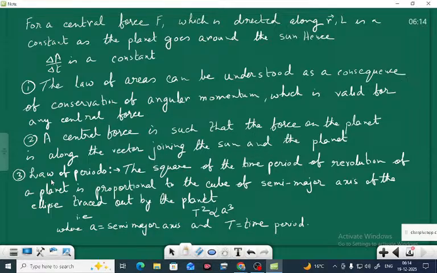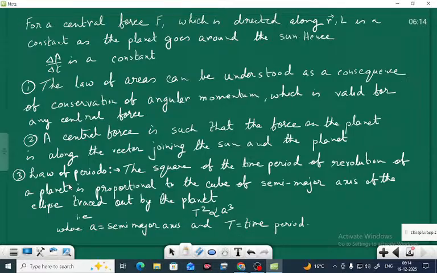and the planet. And the third is the law of periods. The square of the time period of revolution of a planet is proportional to the cube of the semi-major axis of the ellipse traced out by the planet. So we can write it here as T squared is directly proportional to a cubed, where a is the semi-major axis and T is the time period.